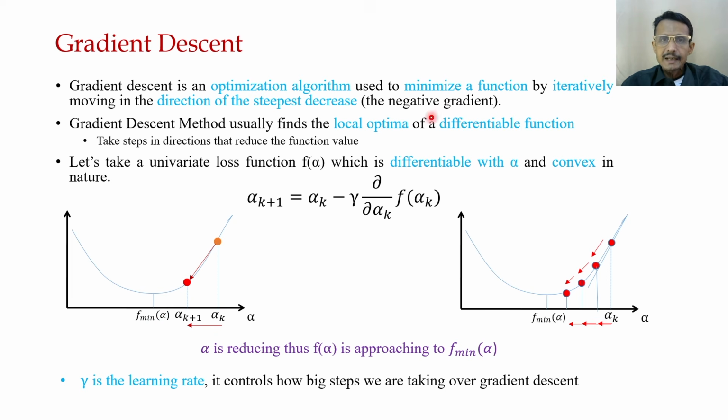So this is basically an iterative function, so that by this kind of iteration we can slowly move from here to here to here and find this. So alpha is reducing, thus f of alpha is approaching the f of min, which is the local minima, and this gamma is the learning rate. It controls how big steps we are taking over the gradient descent. We'll come back later to this gamma.